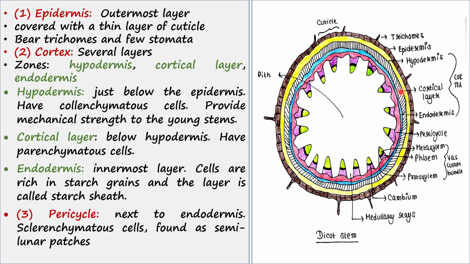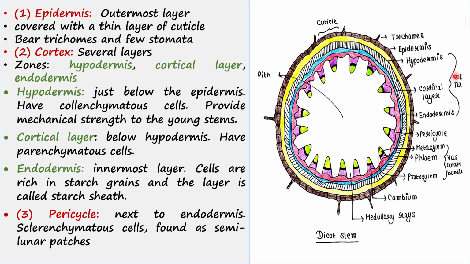Next to this cortical layer is the endodermis, this blue one, and here the cells are rich in starch grains, and this layer is called starch sheath. The function of the endodermis layer is mainly to store starch. So this endodermis layer, cortical layer and hypodermis layer, these three layers will make the cortex.